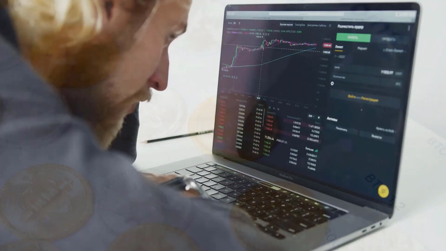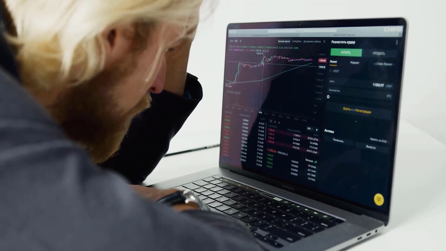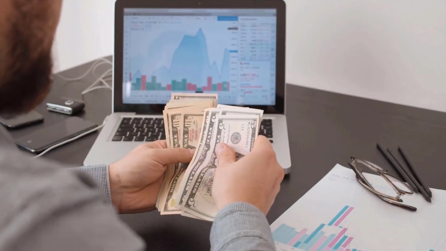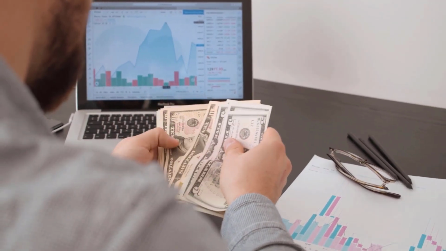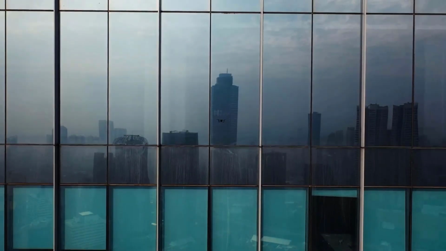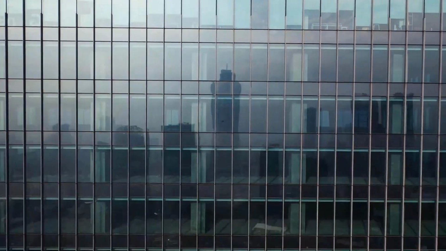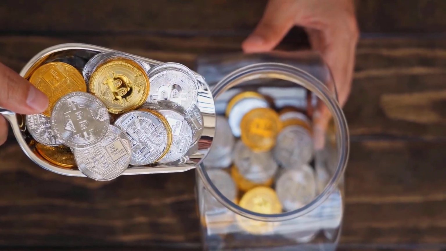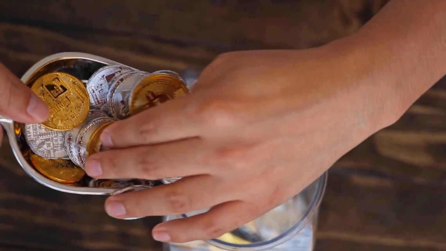AMP price prediction 2024. In 2024, the price of AMP is expected to reach at least a level of $0. The maximum price for AMP could reach $0, while the average price throughout the year is estimated to be $0. AMP price forecast for 2025. For 2025, we expect the price of 1 AMP to reach a minimum level of $0. There is potential for the AMP price to reach a maximum level of $0, with an average price of $0 over time.